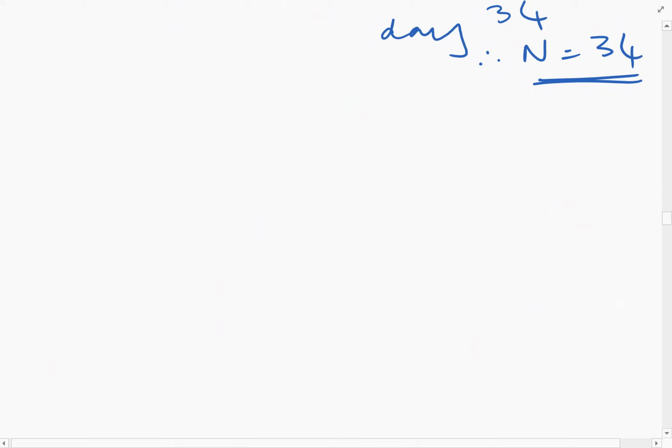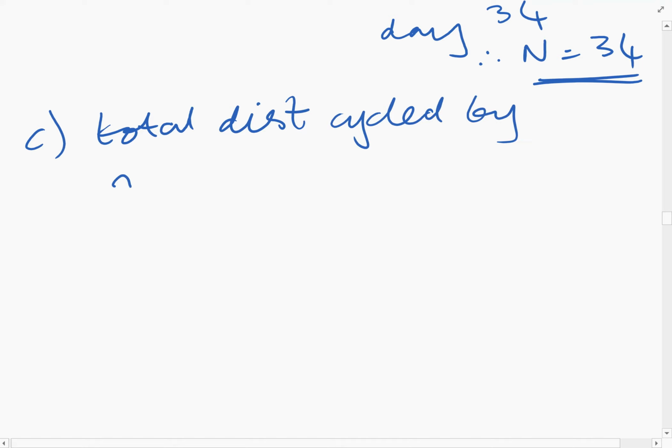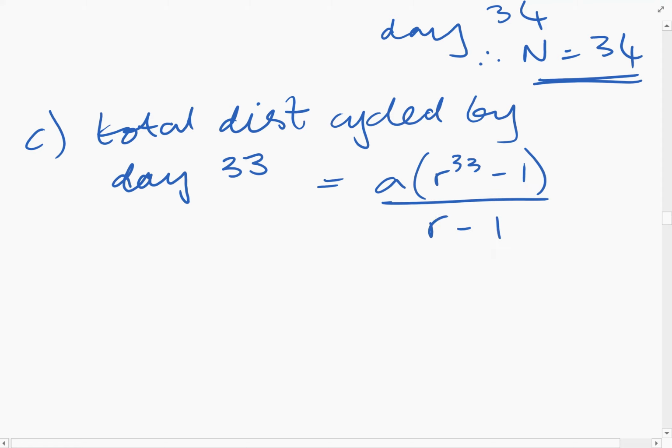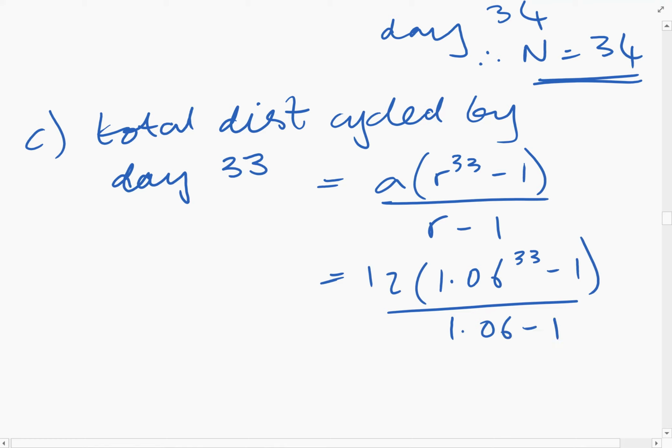So let's just find the total distance cycled by day 33, and then we can take that away from the 1200, and that'll be how much he cycles on the last day. So that will be, we're using the same sum formula, and so that's 12, 1.06 to the 33 minus 1, over 1.06 minus 1. Okay, so 200 times this. You could just type this all into your calculator.